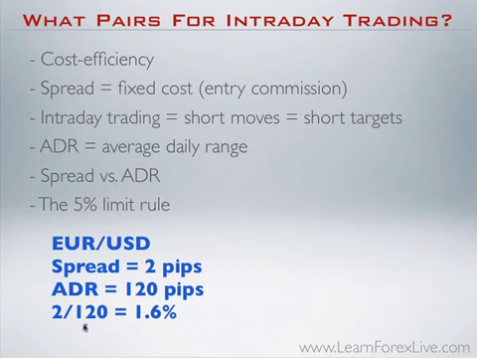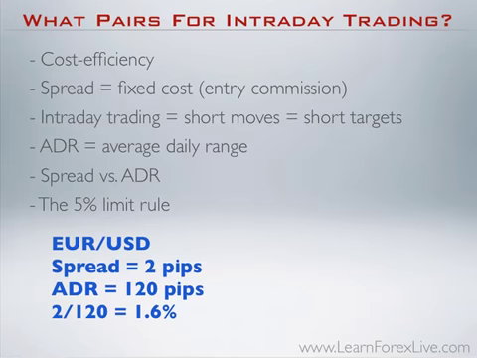If you are only shooting for 120 pips maximum, and the spread cost was, let's say, 12 pips, well, 12 is 10% of 120, and therefore you need to pay a whole 20% just to get into that trade. That's just too expensive. So please limit your intraday trading to those currency pairs where the spread versus average daily range ratio is below 5%.